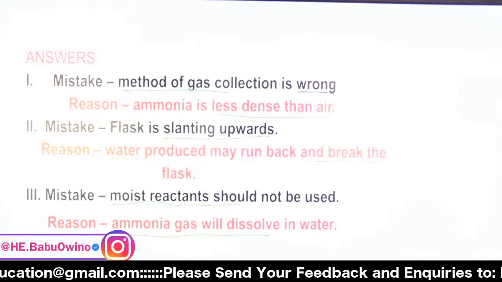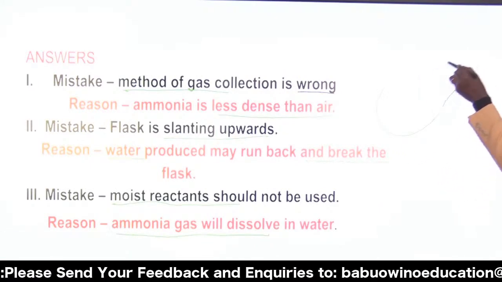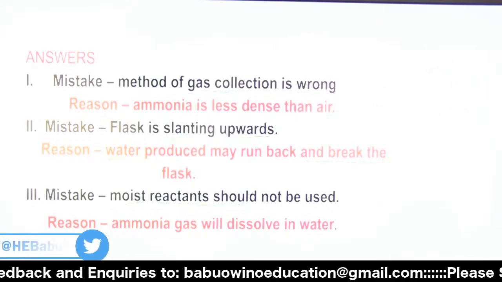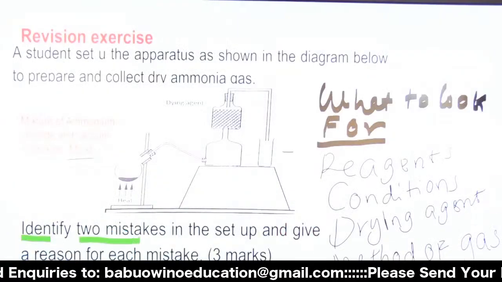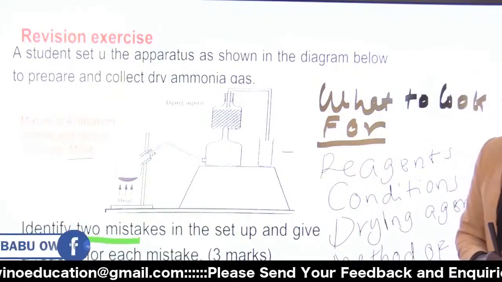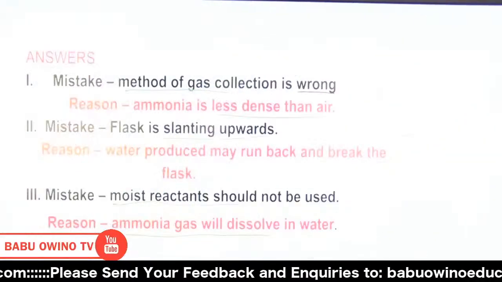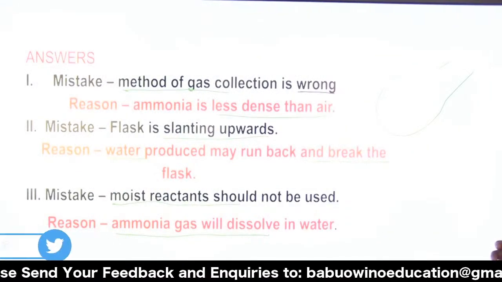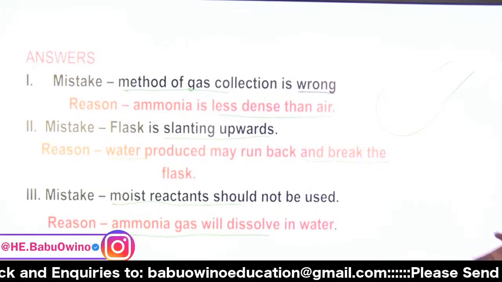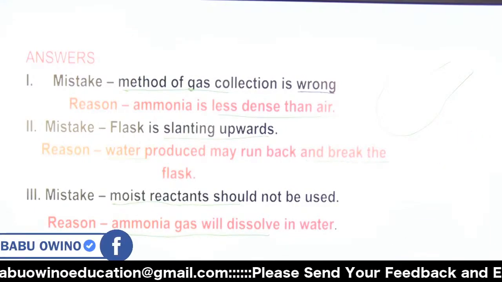Another common mistake which is captured in most of the books, students will say the flask is not slanting. And as I was telling you, that statement of the flask is not slanting is wrong, this flask is slanting, but it is slanting upwards. So make sure that you are able to capture that examination language, which may change the scientific facts. So the other one is the use of moist reagent is wrong because the ammonia gas produced will dissolve.